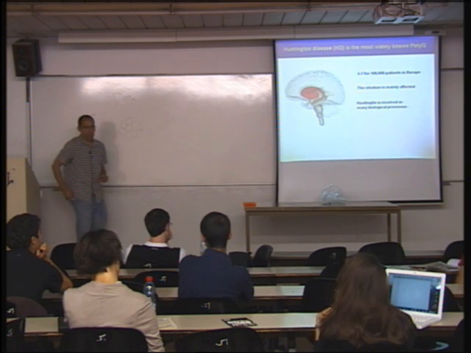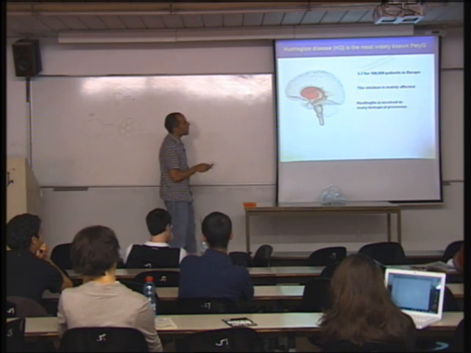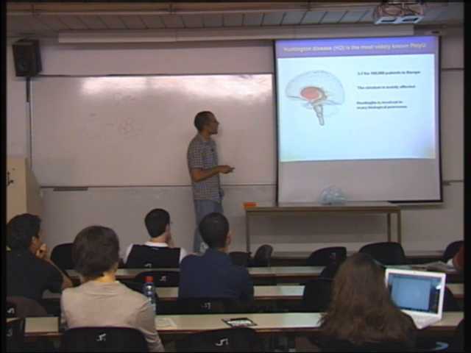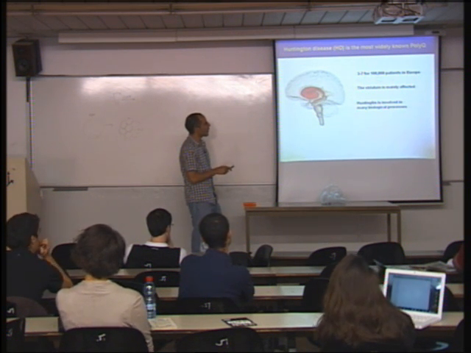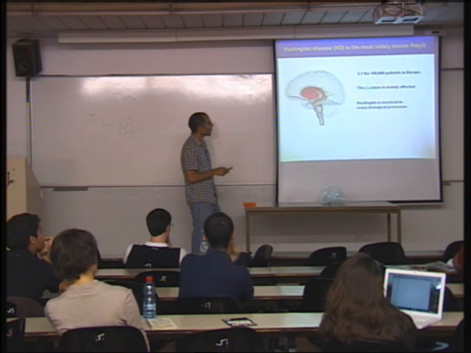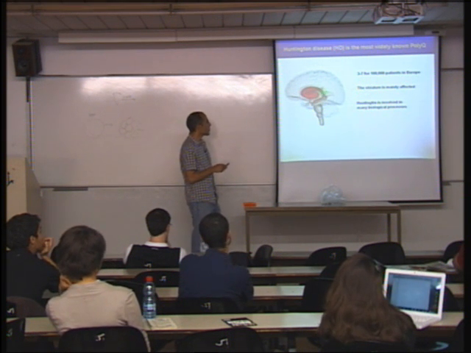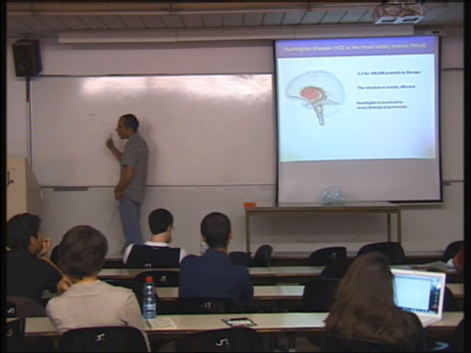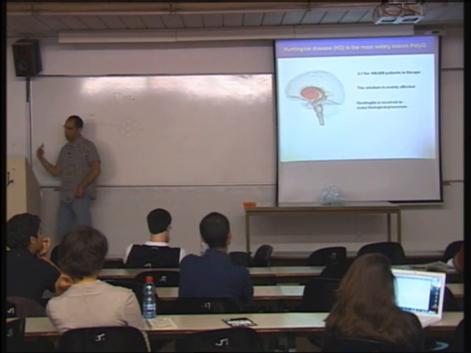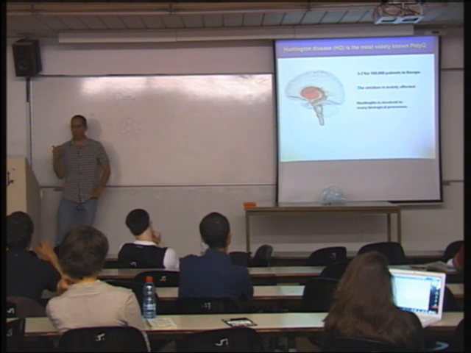Okay, so Huntington disease is the most widely known polyglutamine-related disease. It's still a rare disease. It's about 5 for 100,000 patients in Europe. And the striatum is mostly affected in Huntington disease, although after the striatum, other brain parts succumb to the disease as well.